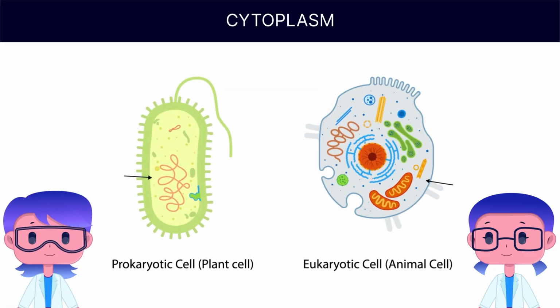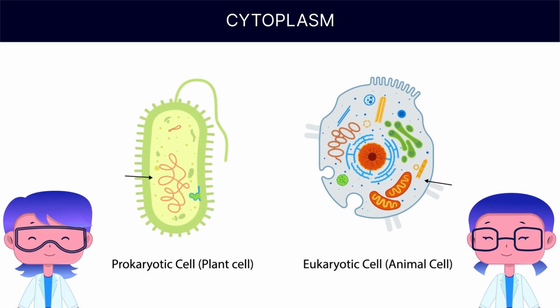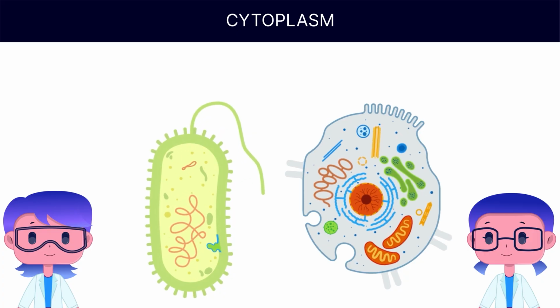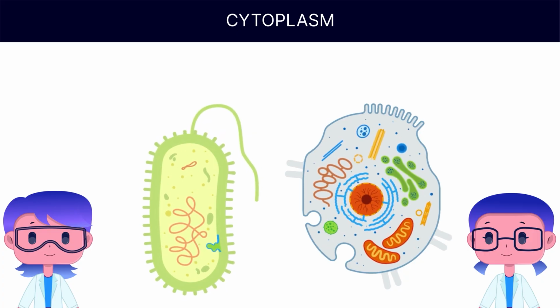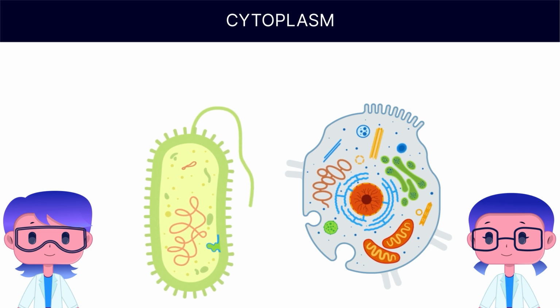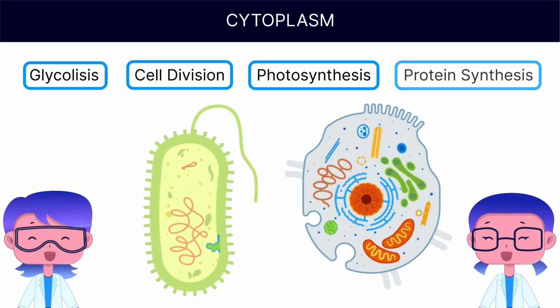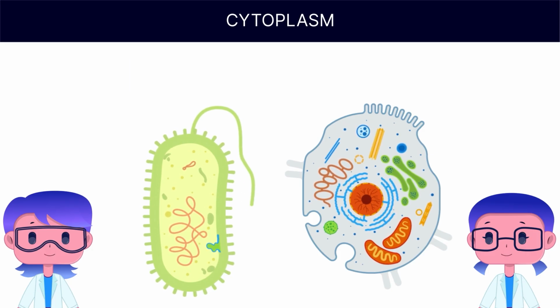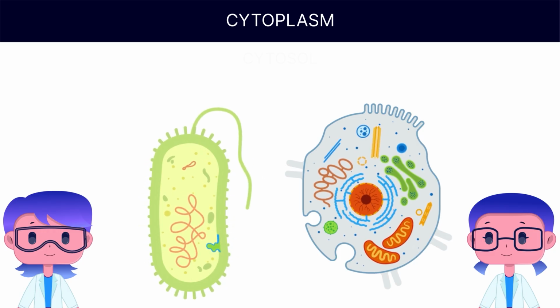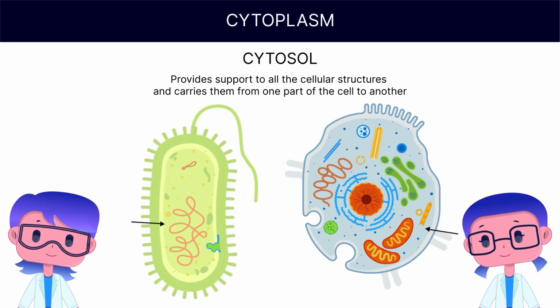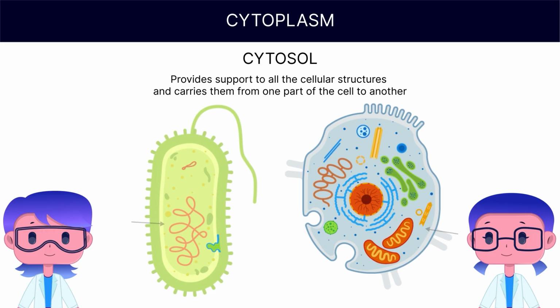Cytoplasm is a solution of water and nutrients that takes up most of the interior of a cell. It is the site of a cell's metabolic activity. For instance, energy is produced within the cytoplasm via glycolysis, cell division, photosynthesis in plants, and protein synthesis. Most of the cytoplasm is a water-based solution called cytosol, which provides support to all the cellular structures and carries them from one part of the cell to another. The surface of cytosol has a jelly-like consistency to keep various components of the cell in place.